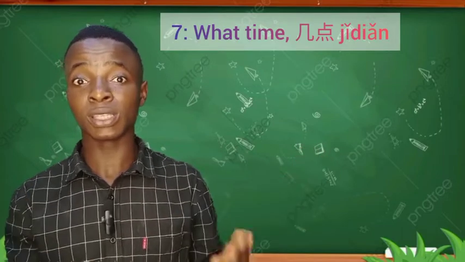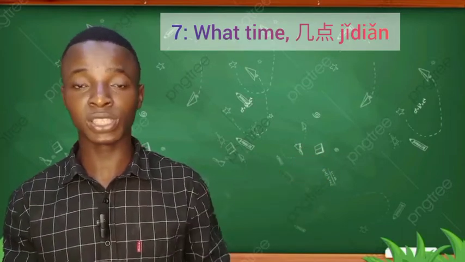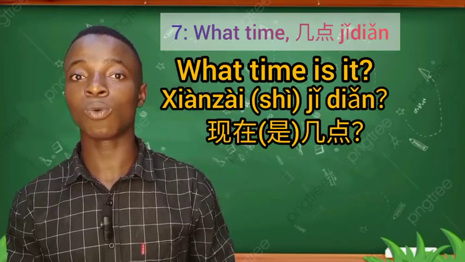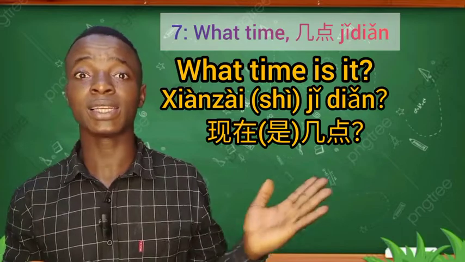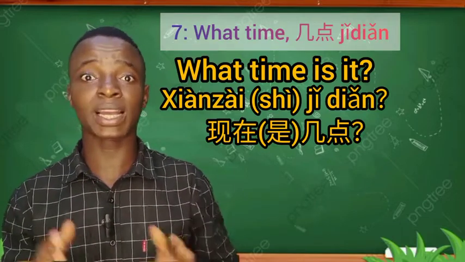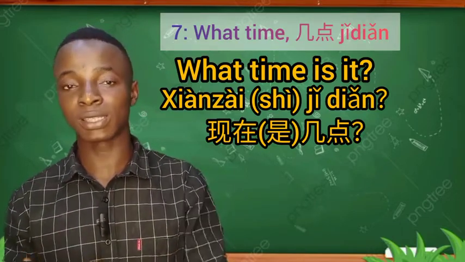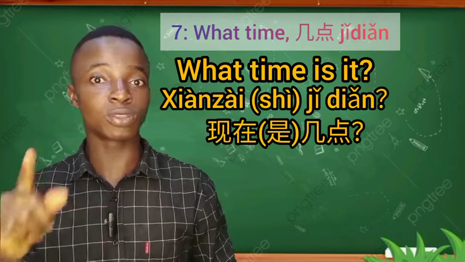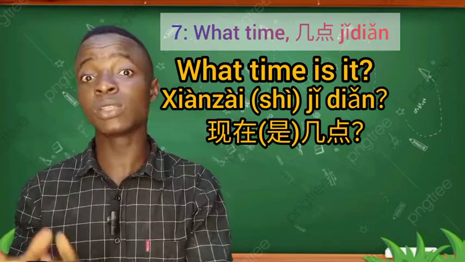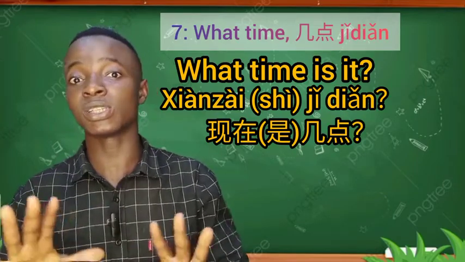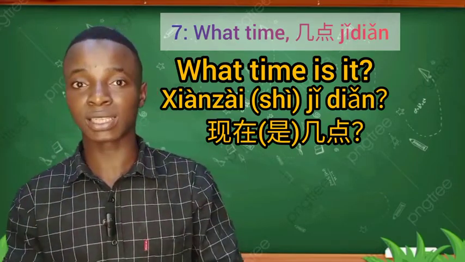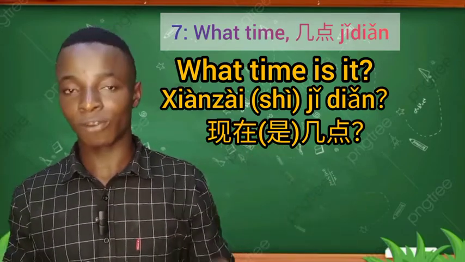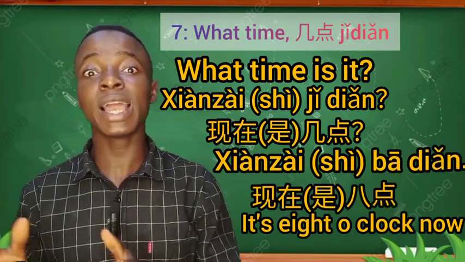The seventh question is, what time? 几点? What time? For example, we asked a question, what time is it? 现在几点 or 现在是几点? What time is it? We removed the word 'to be'. 现在, now, is what time? That is how it has always been translated in Chinese. 现在是几点 or 现在几点?